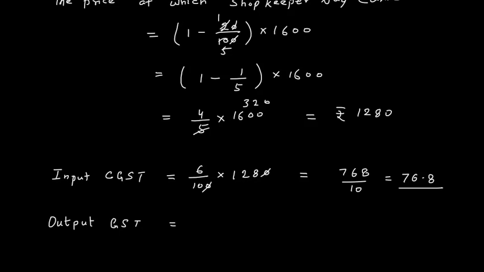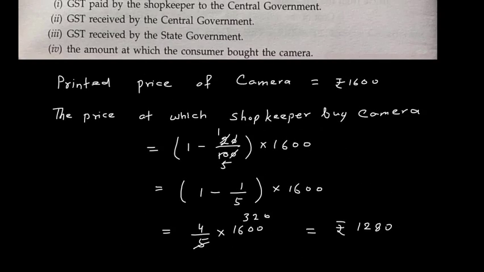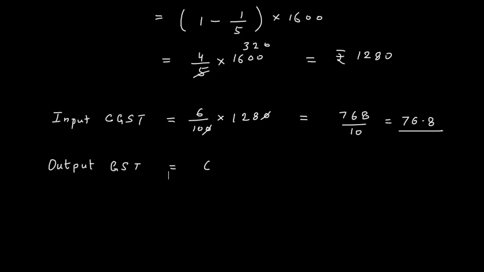so output GST. The shopkeeper sold it at 1600 and the customer will pay 1600, and output GST will be 6% of this 1600. So this will give me 6 6s are 36, 3, 6 1s are 6, 6 plus 3, 9. So 96 rupees. 96 rupees is output CGST, and input CGST is your 76.8.